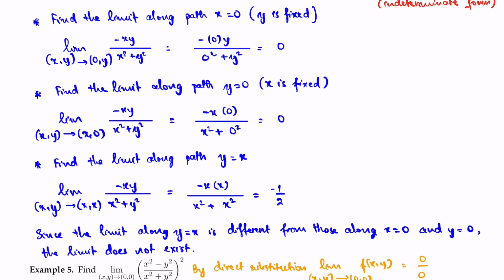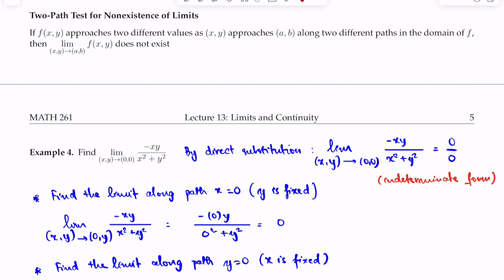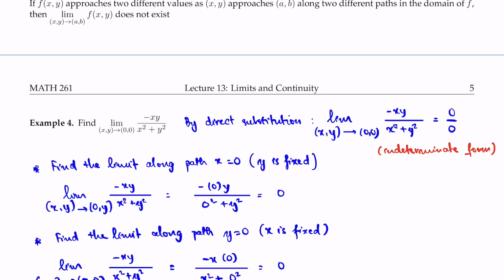When you use direct substitution, it gives you an indeterminate form of 0 over 0. When that is the case, you may want to consider the two-path test for non-existence of limits. When you are asked this type of question, most of the time the limit does not exist. There are some cases where the limit exists. However, we would have to take into account the precise definition of the limit of a function of two variables, and this requires a lot of work to arrive at the answer.